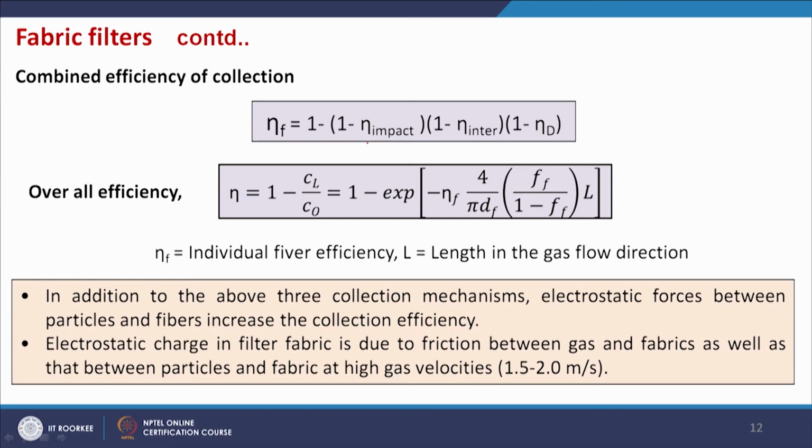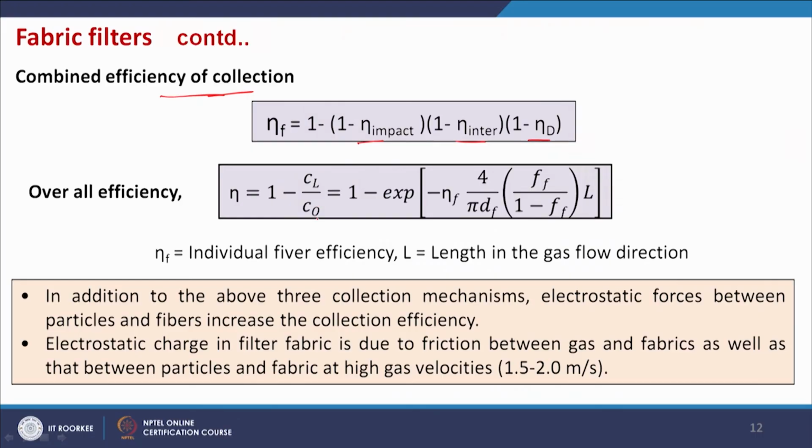For the combined efficiency, it will be 1 minus eta impaction into 1 minus eta interception into 1 minus eta diffusion, and this is for one fiber. But if we have a number of fibers, then for the overall efficiency we will have 1 minus Co by Ci, that is, the concentration of particulates at the inlet and at the outlet. That will be used to calculate the actual efficiency for the overall case.